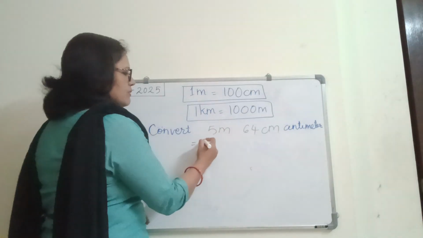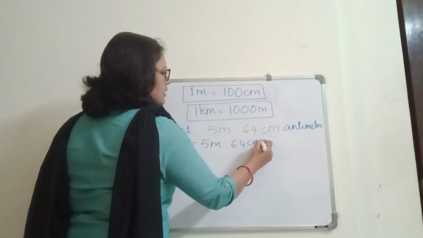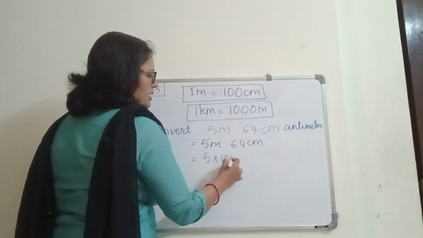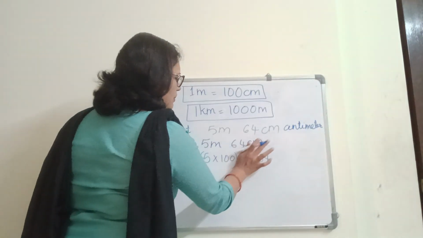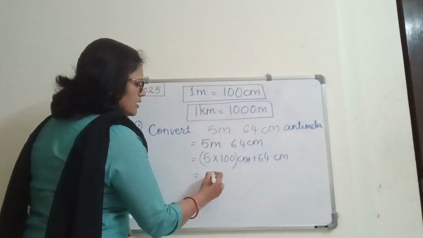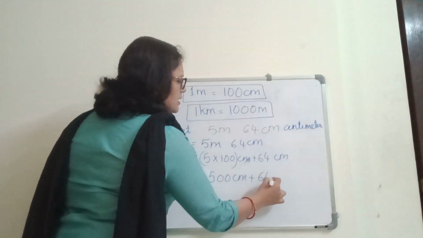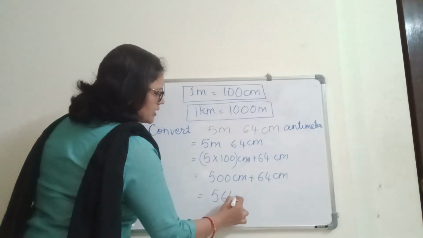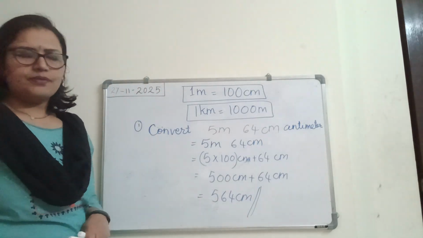So how to convert this 5 meter and 64 centimeter? This is given. So first convert this 5 meter by multiplying by 100, and 64 is already a centimeter. So we can add now. So this is 500 centimeter plus 64 centimeter. So this becomes 564 centimeter. So this is your answer.